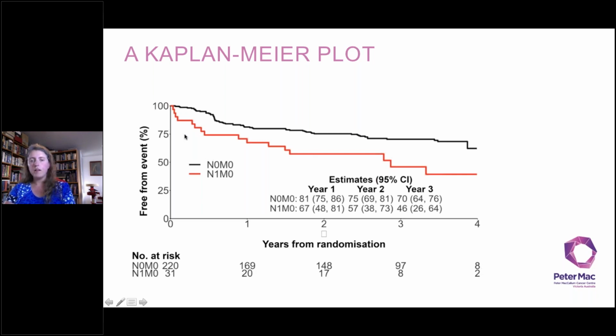And you can see ultimately that the patients with nodal disease are experiencing a greater number of events. A greater proportion of them are experiencing events than the patients that do not have nodal disease. We've incorporated a table within our graph here to show the proportion of patients who are event-free at each of these time points.